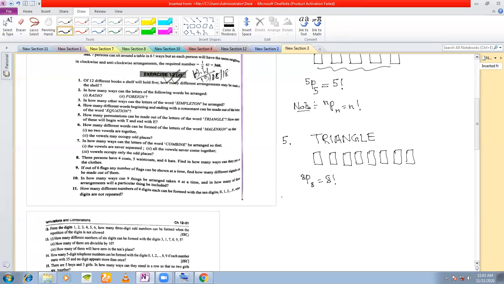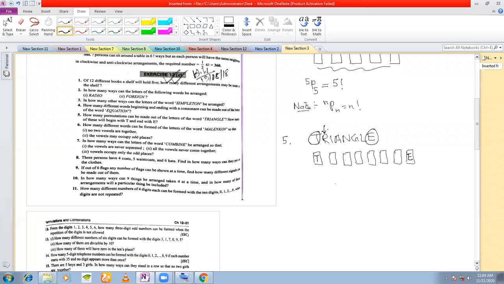Next question. Now this is a problem of restricted permutation. How many of these will begin with T and end with E? This is a restricted permutation. Now see, you have the word triangle. You have these 8 places here. If the word begins with T, let us fix T here, and if it ends with E, let us fix E here.